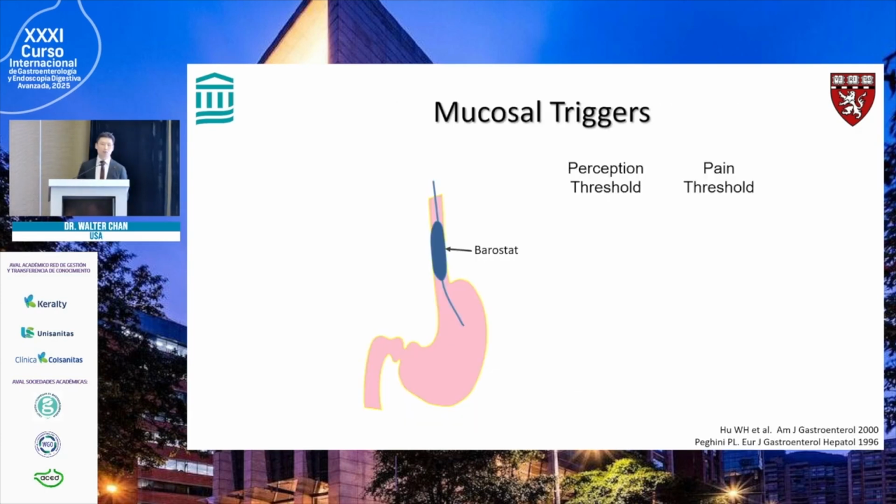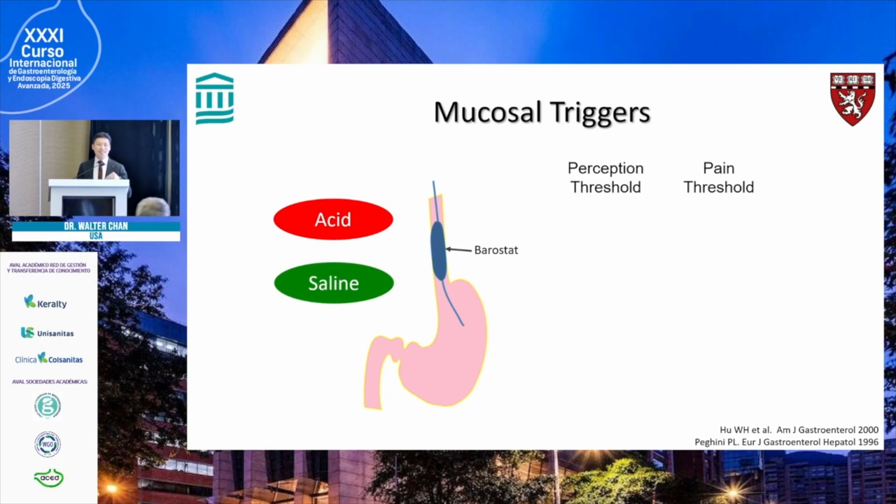What about mucosal triggers? This is another study where it was utilizing a barostat balloon. So again, a balloon is put in the esophagus, it's inflated to see when the patients start feeling pain or start feeling something sitting in their esophagus. And these patients were given acid and saline infused in there, and they looked at what happens to the perception threshold when you infuse these things.